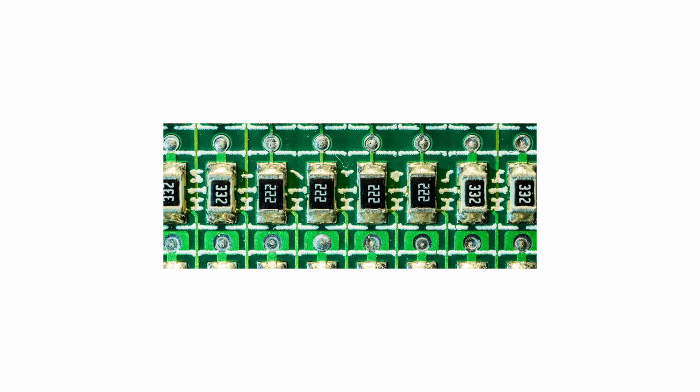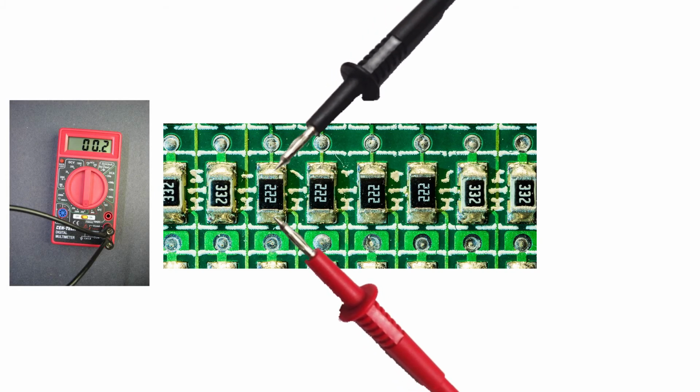Well, we find the resistor on the board, and it looks fine. So let's put a multimeter to it. The multimeter reads 0.2 ohms. This resistor is shorted, so that is the problem with this board.